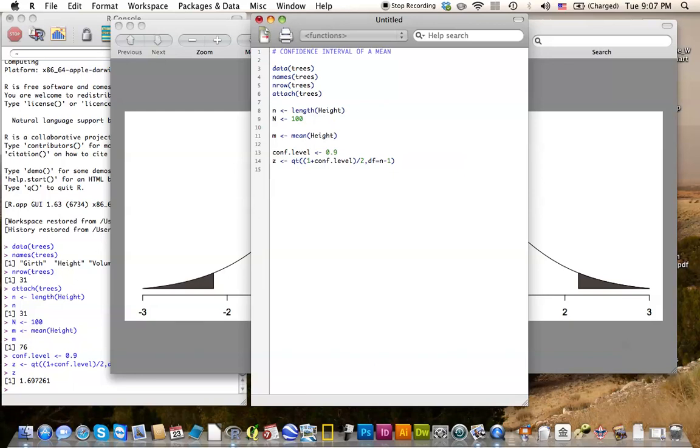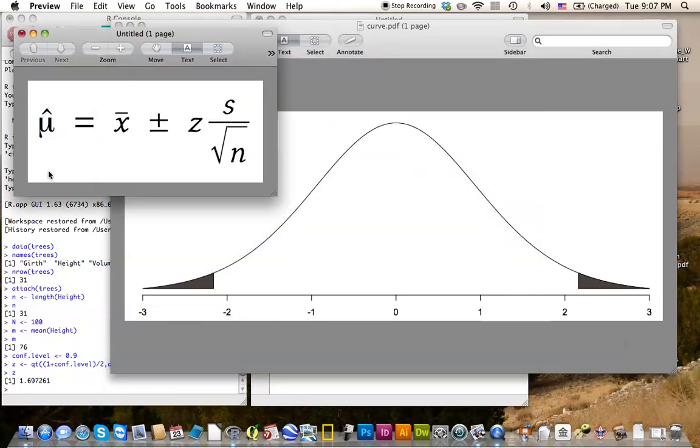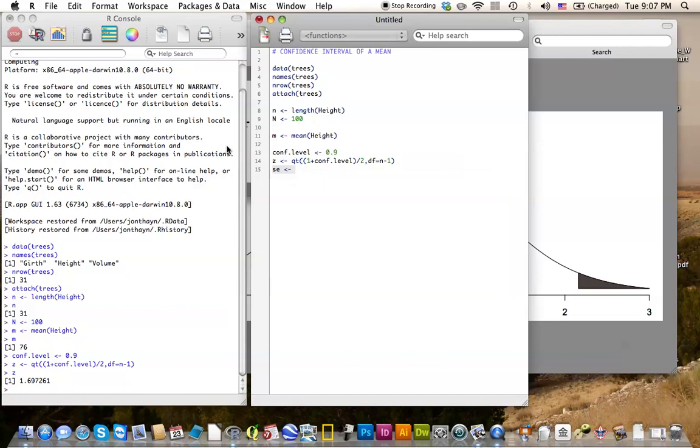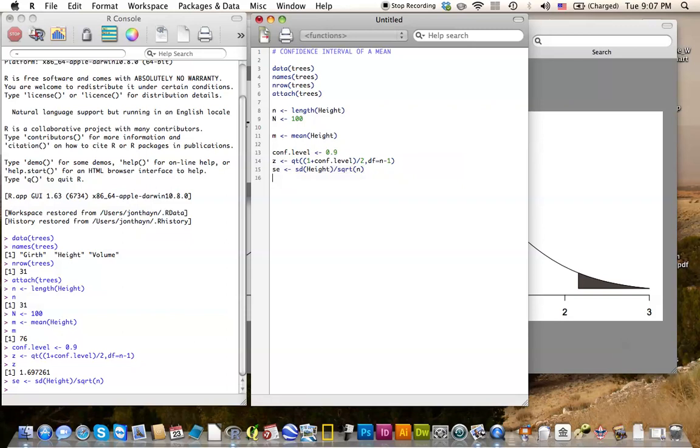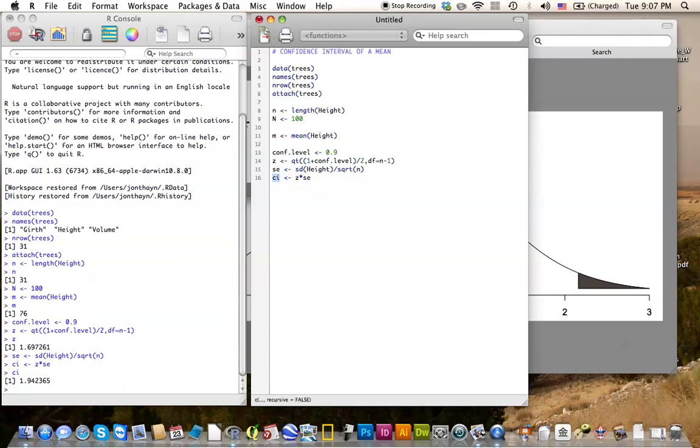So the standard error, the other part of that equation, is just the standard deviation of the sample divided by the square root of the sample size. So the standard deviation of height divided by the square root of n. And then to get my confidence interval, I just multiply z times SE, which in this case is now 1.94.